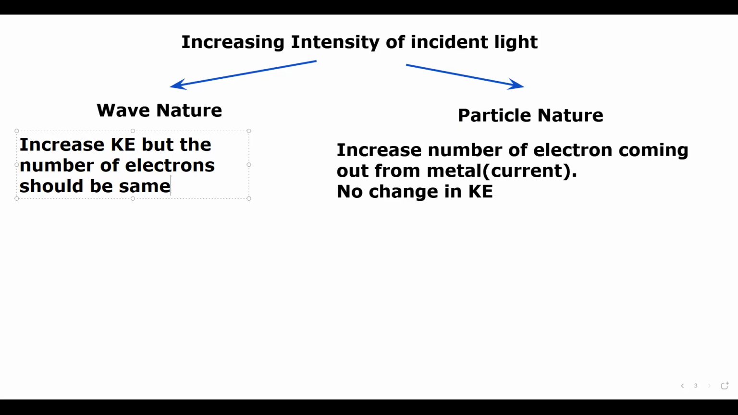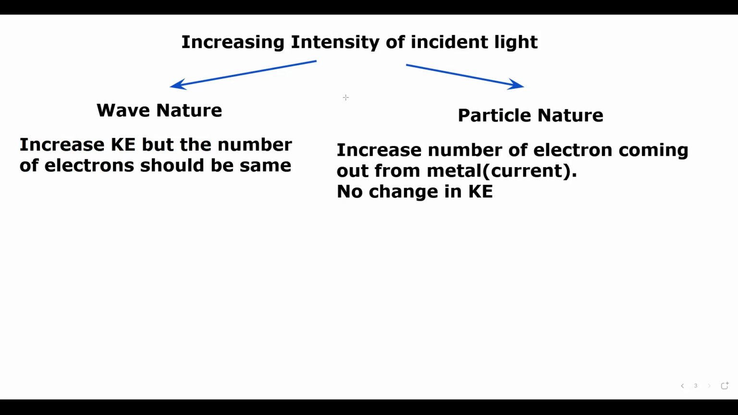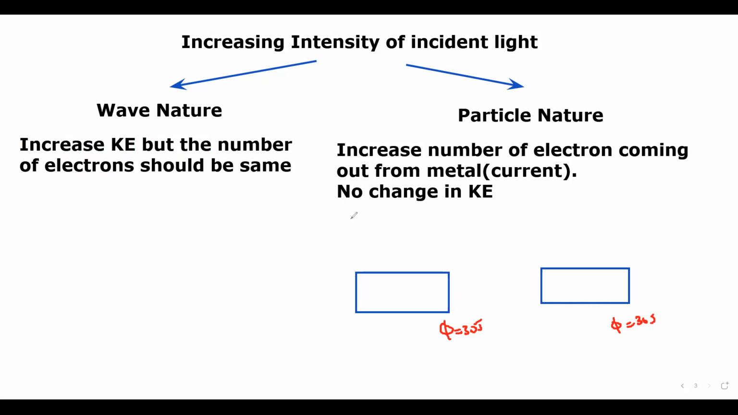according to wave nature. And according to particle nature, what is the meaning of increasing the intensity in terms of particle nature? Look, if we have a metal surface and I change the intensity in terms of particles, and this is the same metal, the work function of this metal is, for example, 30 joules. Increasing intensity means more photons are there. For example, first 2 photons are coming and each photon has 40 joules of energy.